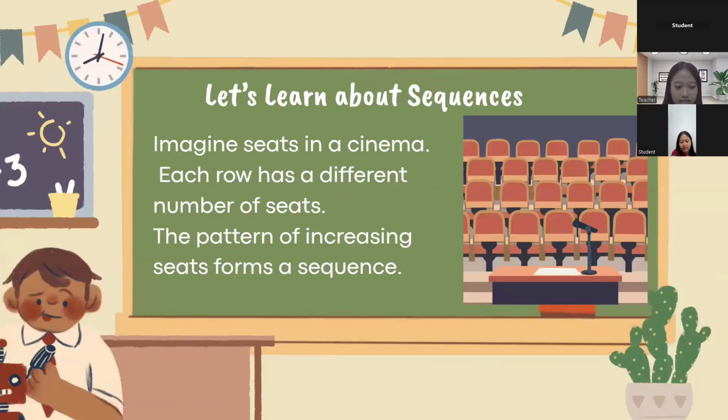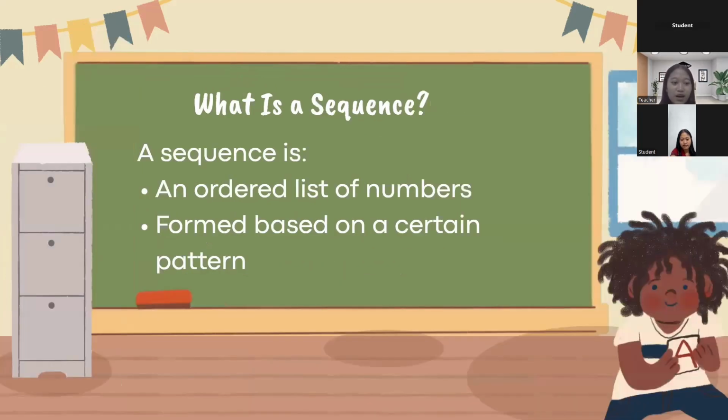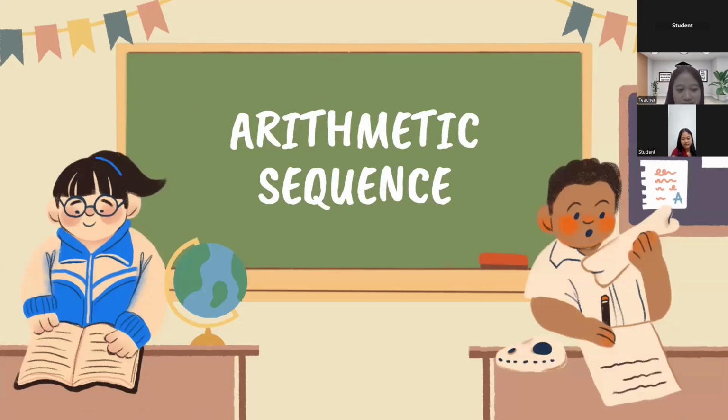Let's learn about sequence. Imagine seats in a cinema. Each row has a different number of seats. The pattern of increasing seats forms a sequence. Do you think the number increases regularly? Yes, miss. Good, that pattern forms a sequence. Okay, next. What is a sequence? A sequence is an ordered list of numbers formed based on a certain pattern. Can you repeat ordered list? Ordered list. Good.